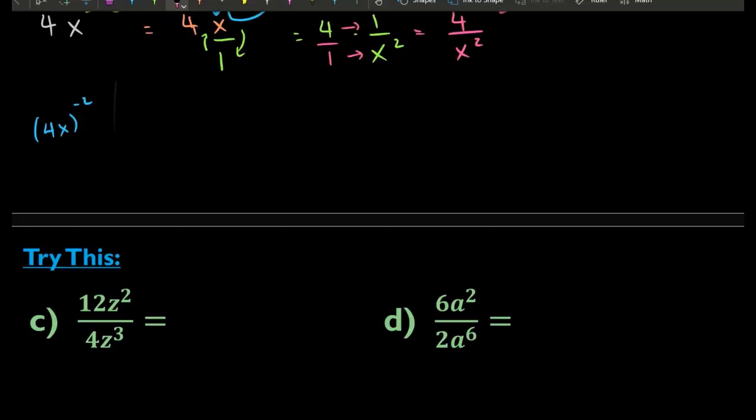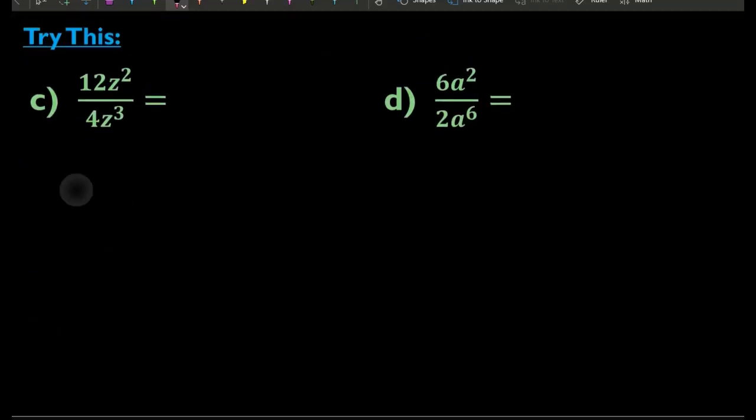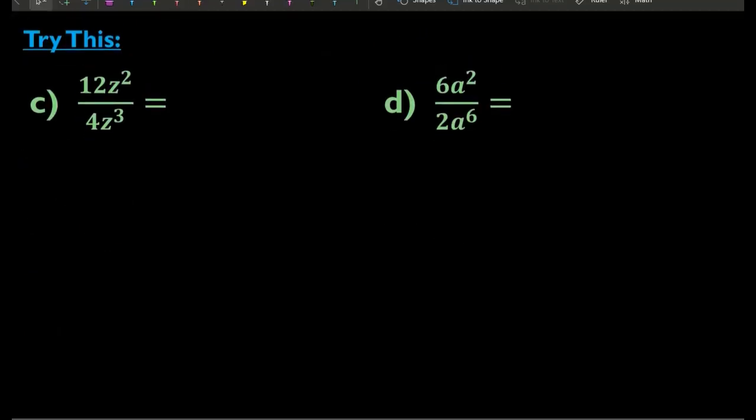Alright, now it's your turn. Go ahead, try C and D. Alright, I hope you tried it. So here's the answer. That will be 12 times z, over 4 times z times z times z. So 12 divided by 4 gives me 3 on top. The z's cancel each other out, so that will give you z at the bottom.